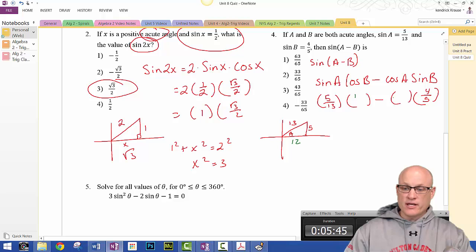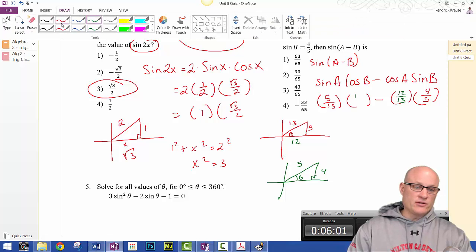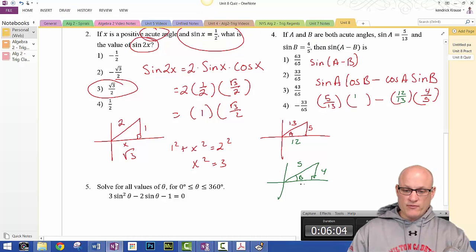Cosine of A is 12/13. Then I come down here and do the B triangle. Oh yeah, it's in the first quadrant because it's acute. Tried to be nice to you. Sine of B is 4/5. And then you all know this. This is a 3, 4, 5 right triangle. So cosine of B is equal to 3/5.